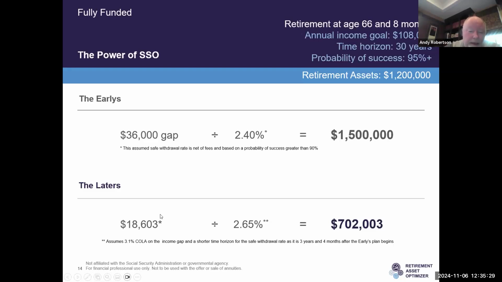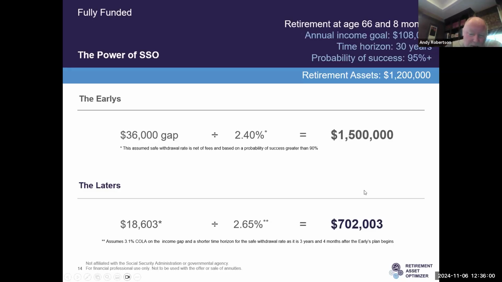Now, how much capital do we need to deliver that beginning at 70? Well, we simply divide that by the initial safe withdrawal of 2.65. Again, why is it a little bit higher? Because we're 3 years, 4 months into the 30-year time horizon, so that has a positive impact on the initial safe withdrawal rate. Now we don't need $1.5 million, we need 700,000. So obviously it looks like, at least initially, we're moving in a different direction. We're moving in a direction that's closer to a situation where the client might be fully funded.